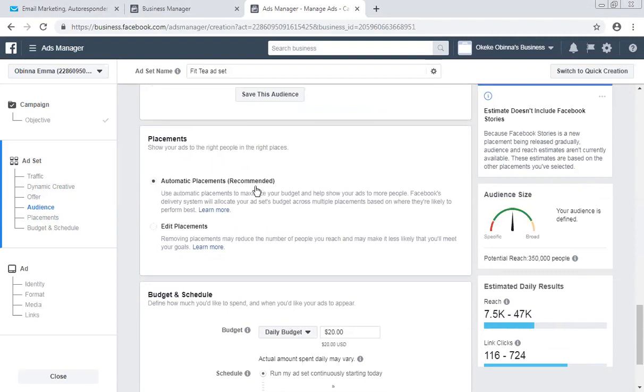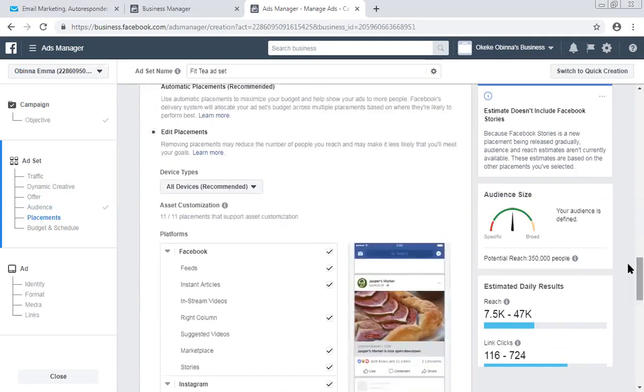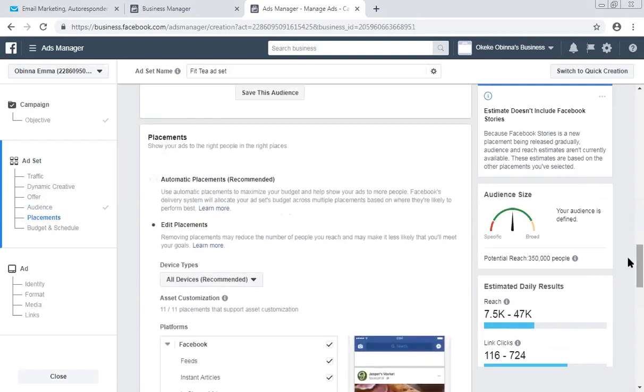Yes, Facebook will recommend you use automatic placement. But if this is your first advert, I would suggest you edit your placement. Choosing automatic placement means Facebook will show it on multiple platforms: Instagram, Facebook, and other social networks. But that also means you'll be spending a whole lot of money. Yes, you spend money on advertising, but you don't just spend it for the sake of spending. Your advert must be converting before you scale. We'll still get to that when we finally get to budget.